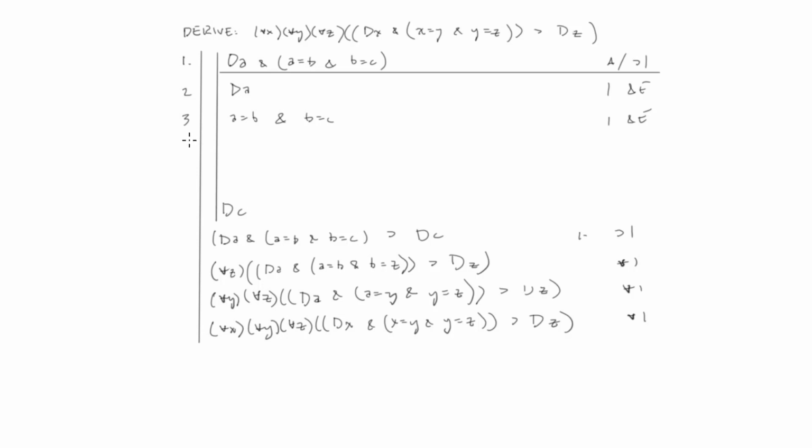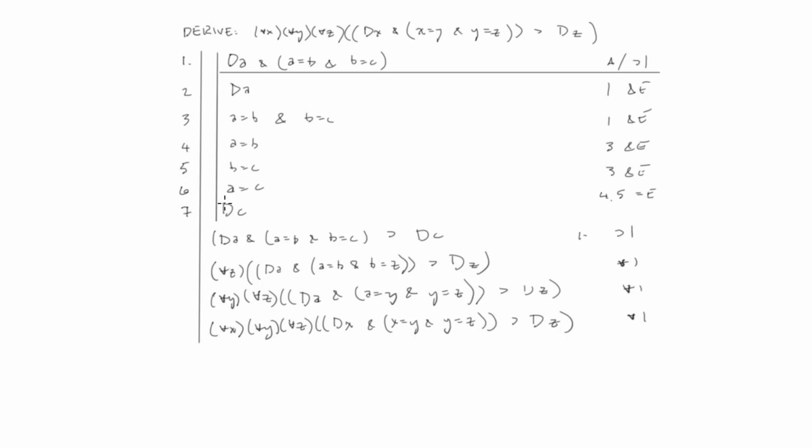Okay, the next two things I'm going to do on line 4 and 5 is break the conjunction here on line 3. So we get a equals b on a line by itself. We'll get b equals c on a line by itself. Those both come from line 3, ampersand E. And then on line 6, I'm going to get a equals c. So I take 4 and 5 together, a equals b, b equals c, therefore a equals c. That's from 4 and 5, identity elimination.